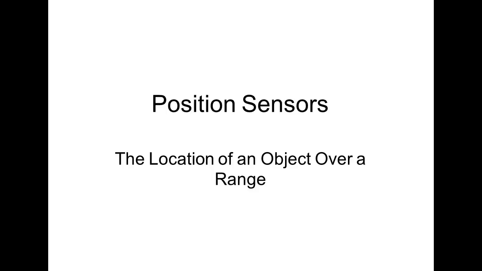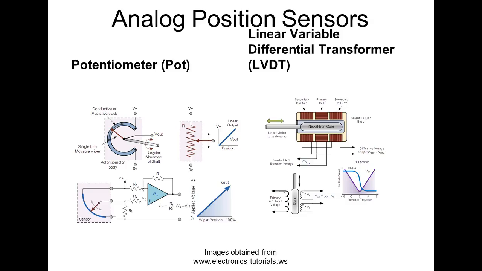Position sensors sense the location of an object over a range. And we have different types. We're not going to get into this one right here. When you get into sensors, we'll talk a lot more about this. The one that you're going to play around with a lot in your career here at Lawson is a device called a potentiometer.